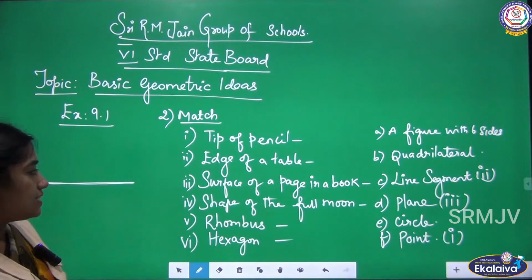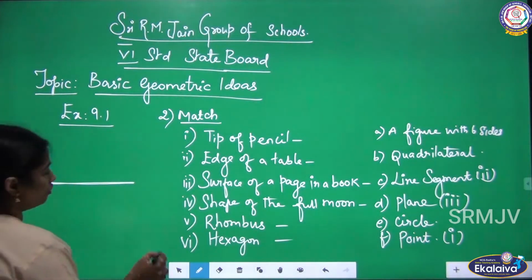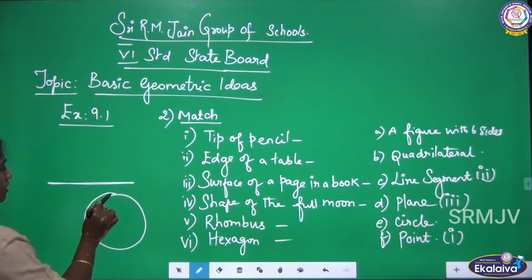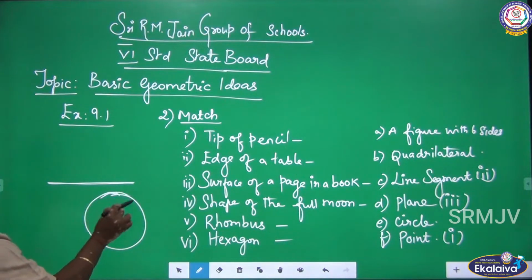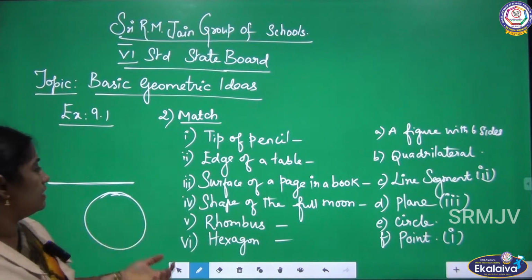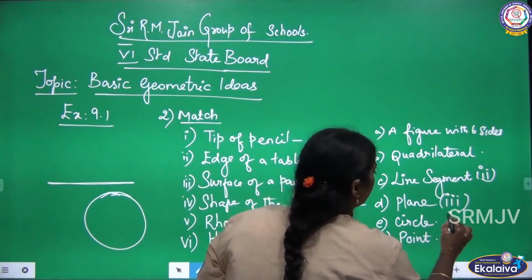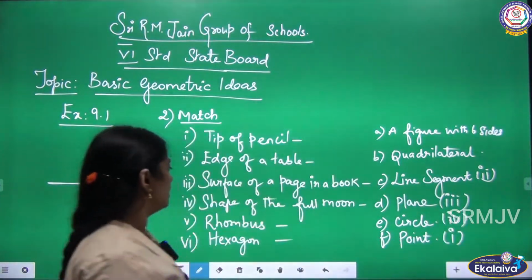Okay. Next, the shape of a full moon. We have seen the full moon. What is the shape of the full moon? It is circle in shape. So the 4th one is the circle.